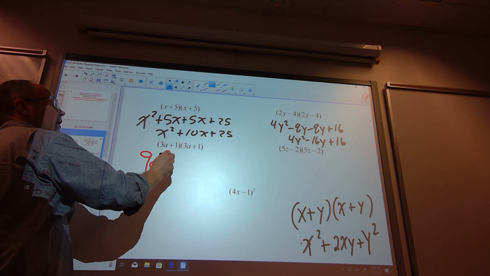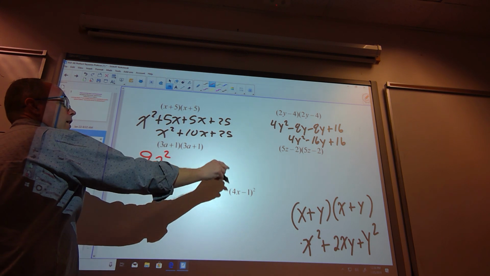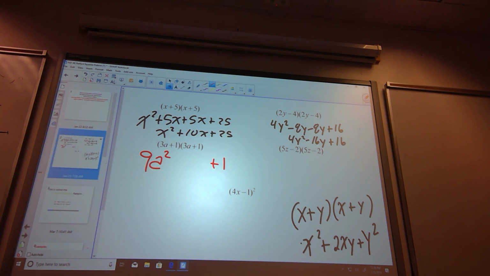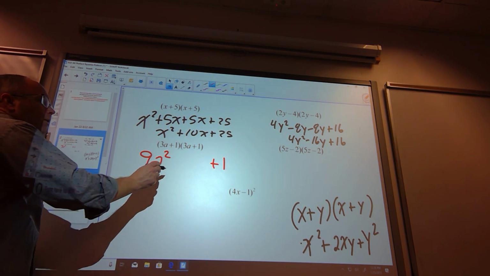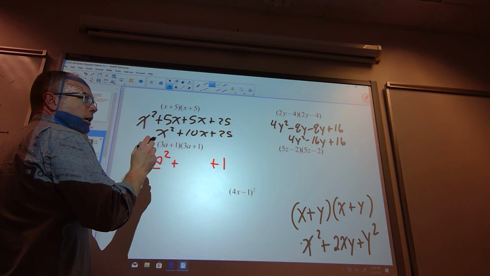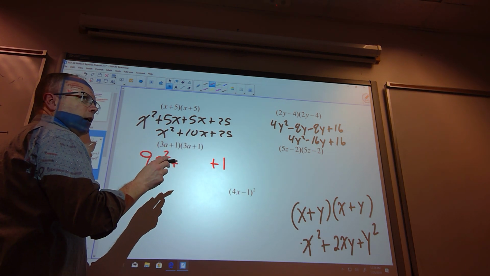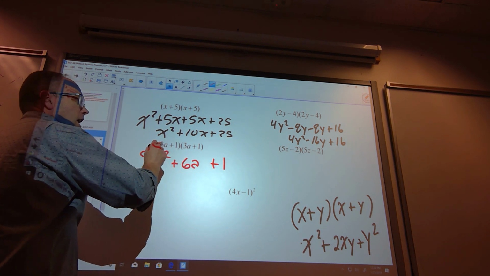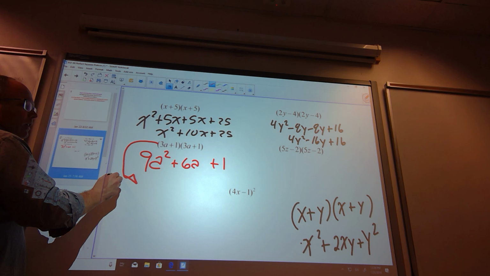9a squared, agree? Yes. And then my y squared would be just 1 times 1, which is positive 1. Is that okay so far? Now let's see if we can make this work. My x times y, so 1 times 3a is 3a, double that, 6a.